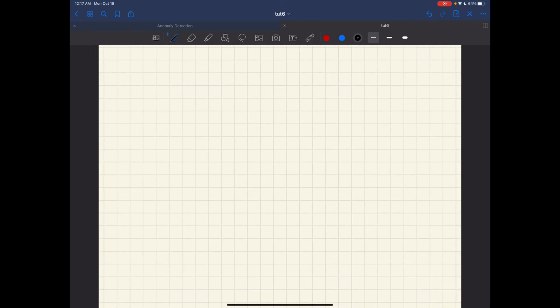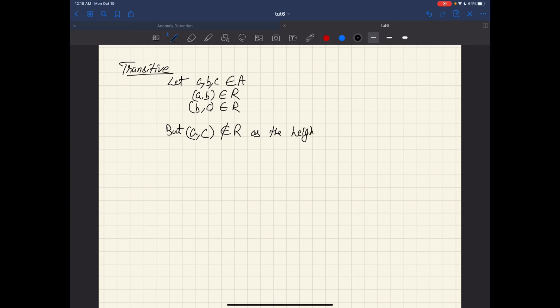Now to check for transitive, let's assume that there are 3 elements A, B, C which belong to the set A. Now A comma B belongs to R, B comma C also belongs to R, but we cannot say the same thing for A comma C, as now the height difference might be equal to 2 inches. If A comma B had a height difference of 1 inch, B and C had a height difference of 1 inch, A and C will have a height difference of 2 inches. Therefore, it's not transitive.